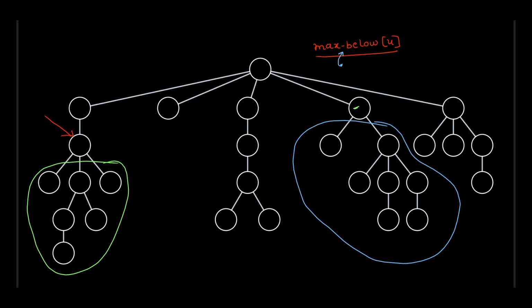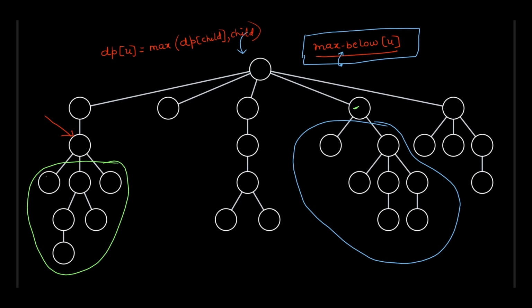Now, since this is a rooted tree and you have defined max below of U as the maximum node label in this rooted tree, you can simply apply DP on trees where you take contribution from its children. So what will the DP transitions look like? It would be DP of U is equal to max of DP of child, comma, child.